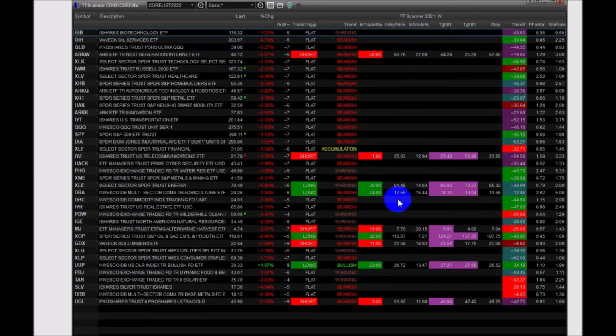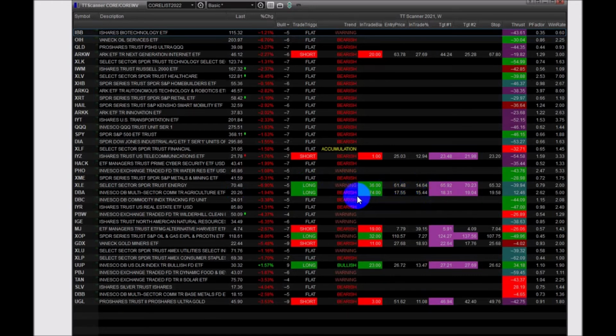Here we have the Trust XLE energy sector. We went long at an entry price of 61.48. We're currently at 70.48. We have 14%, almost 15% in the trade.